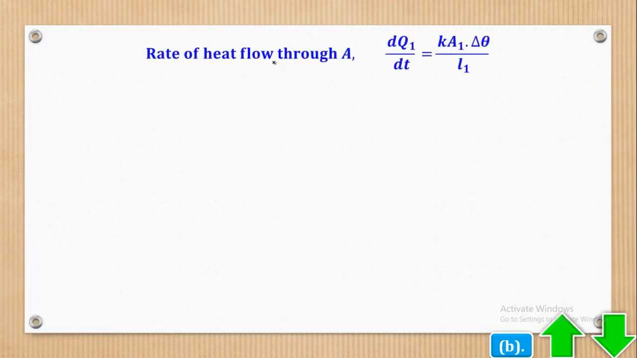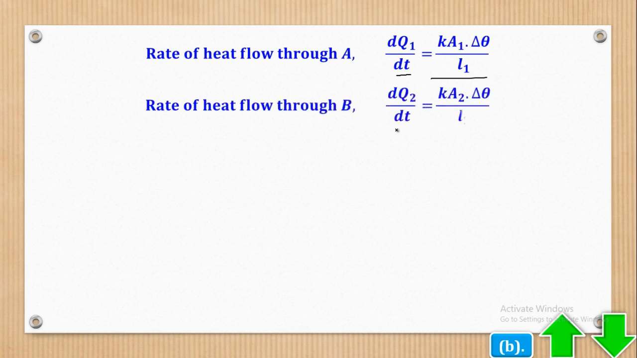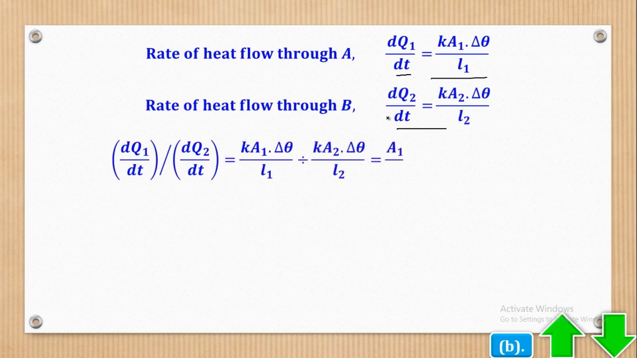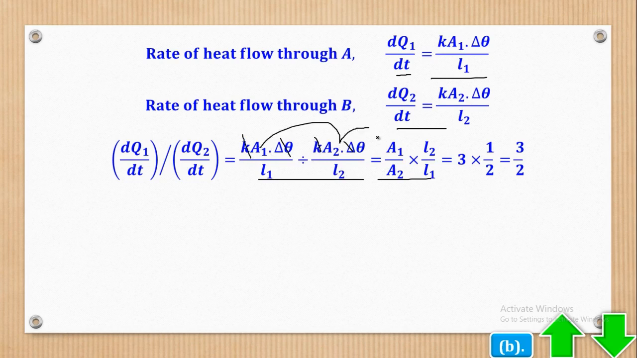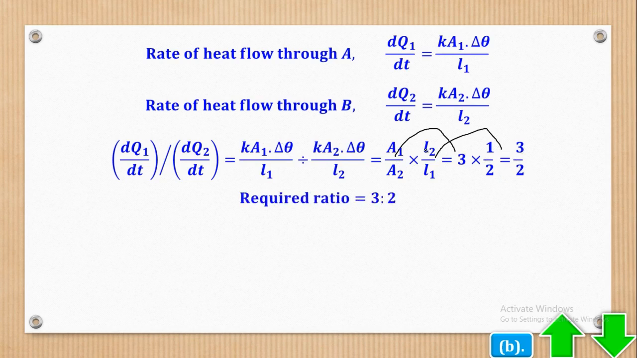The rate of heat flow through A is dQ1/dt, which is given by that formula. Then the rate of heat flow through B is given by that formula. When I divide the two, because I wanted the ratio, I'll come up with that. Then when I simplify, this cancels, so this divided by this is this, and this divided by this is that. In the previous slide we saw that this is 3 and this is a half, so we'll come up with 3 over 2. Therefore we conclude that the required ratio is 3 to 2.